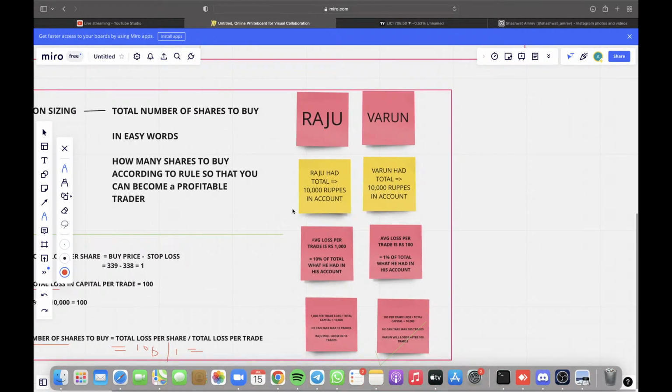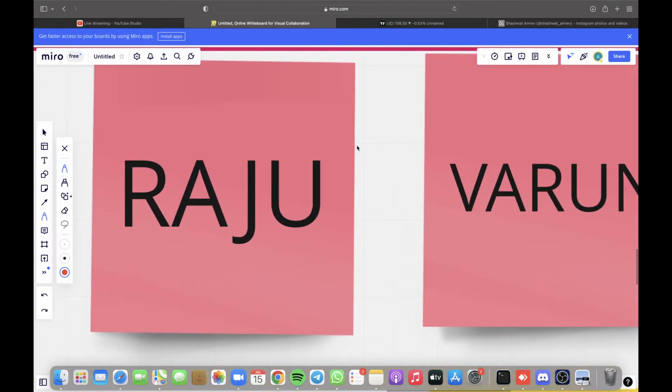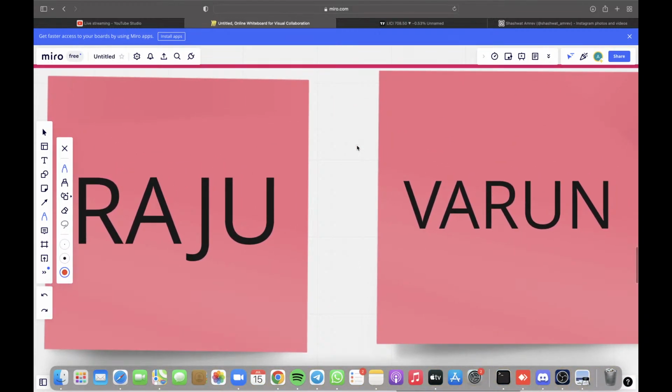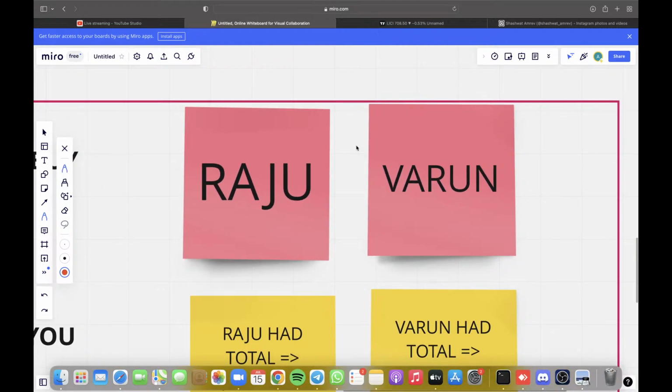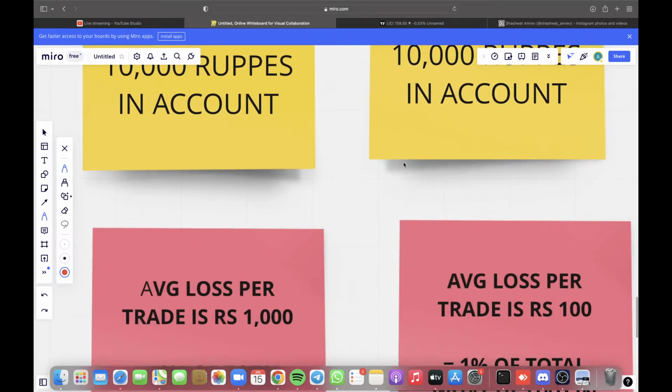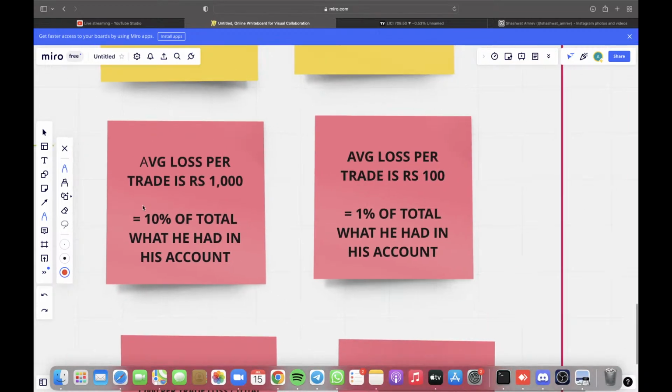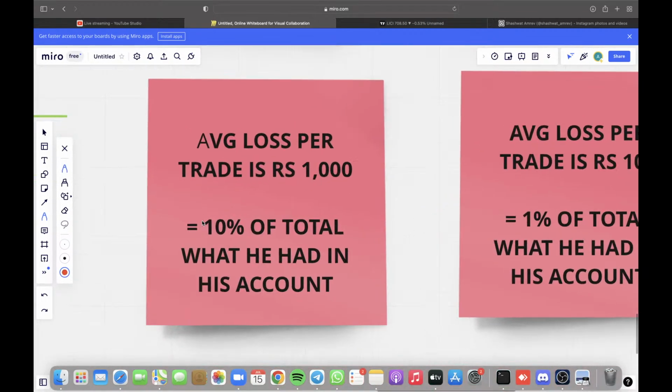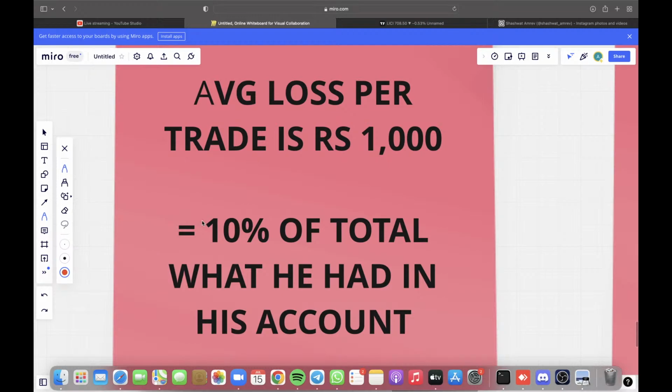Now let's see a case study again. We have two guys. One is known as Raju, and one is known as Varun. Raju had a total of 10,000 rupees in his bank account. Varun had a total of 10,000 rupees in his bank account. Now Raju used to lose 1,000 rupees per trade. So whenever he took any trade, Raju lost 10%, which is 1,000 rupees.